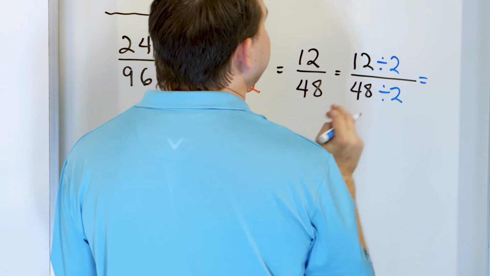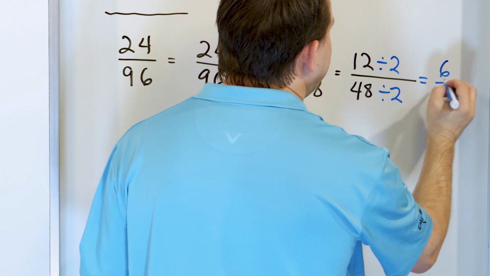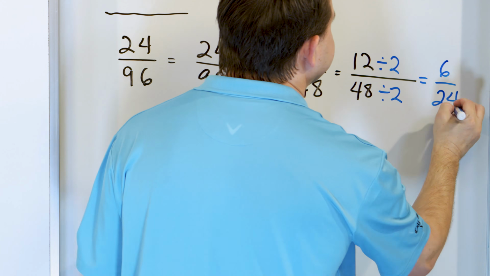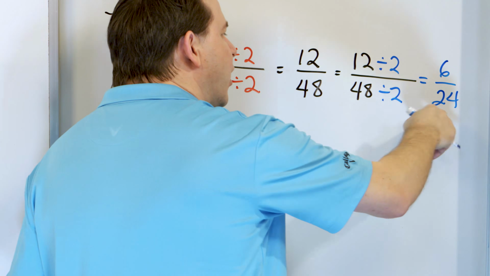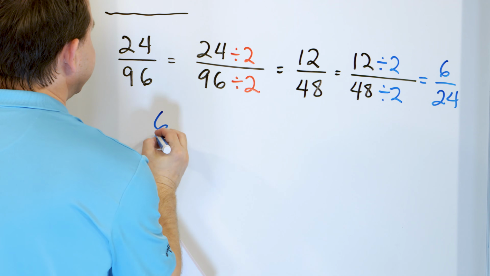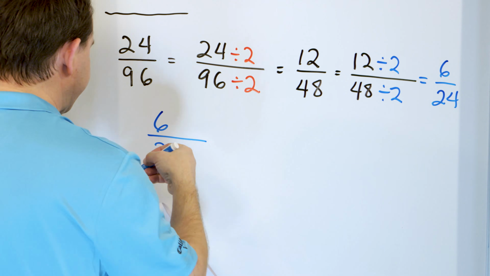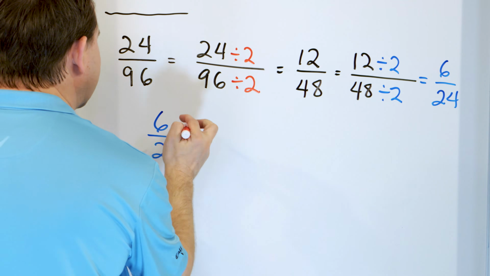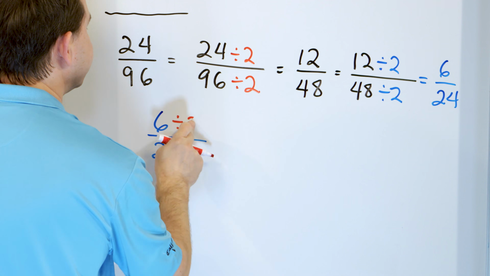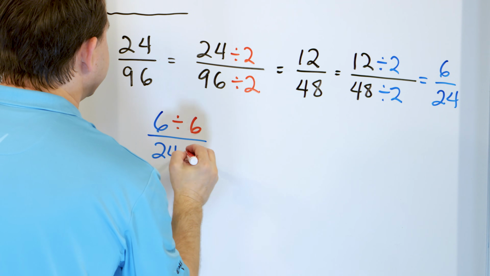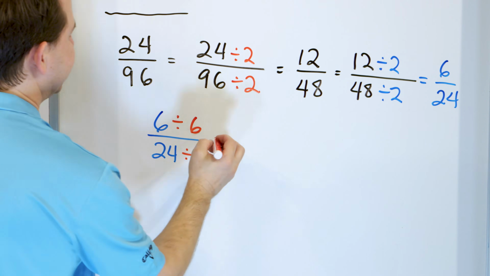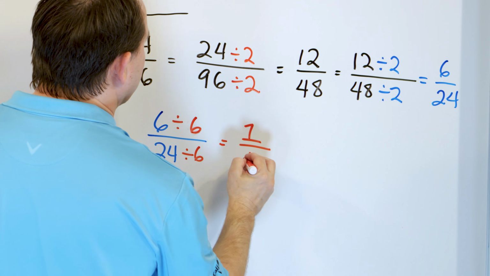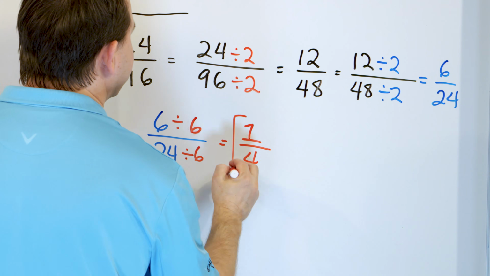What am I going to get? 12 divided by 2 is 6, and 48 divided by 2, when you do the division and work that out, you'll get 24. These, again, are even numbers. So 6/24. Here I'm going to be a little bit smarter. I can divide by 2 again because they're even numbers, but I realize now that I can just divide this by 6. I can divide this by 6 and this by 6 because they're both divisible by 6. 6 divided by 6 is 1. 24 divided by 6 is 4, because 4 times 6 is 24. So the answer is 1/4.